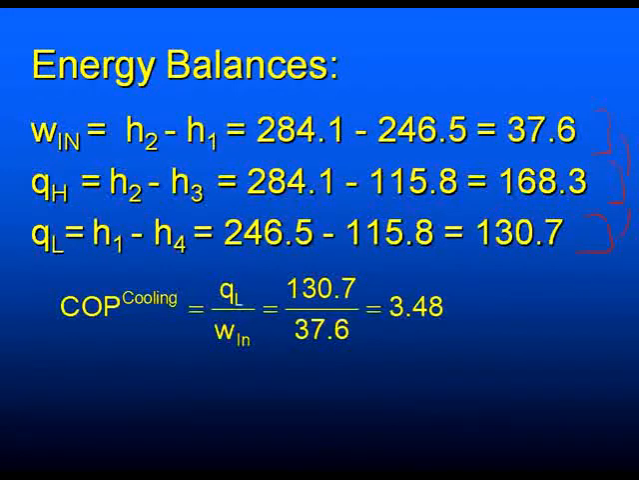And then we can calculate our coefficient of performance for this refrigerator. COP of cooling is QL, cooling is the low temperature, over the work that we put in, which is 3.48. So for every 3.48 kilojoules of heat that we remove, we need to do 1 unit of work.